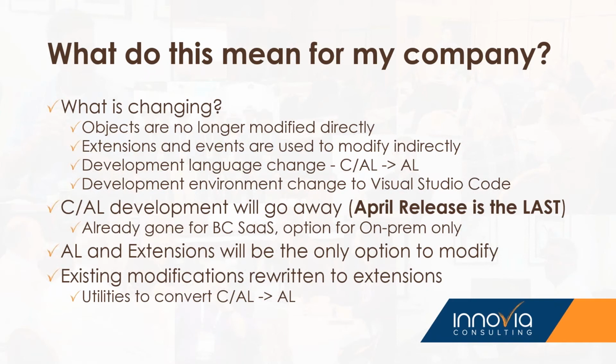If you're working with Business Central SaaS that was released last April, a little over a year ago, the only option is to modify it through extensions and events and using the new AL. So it's coming.